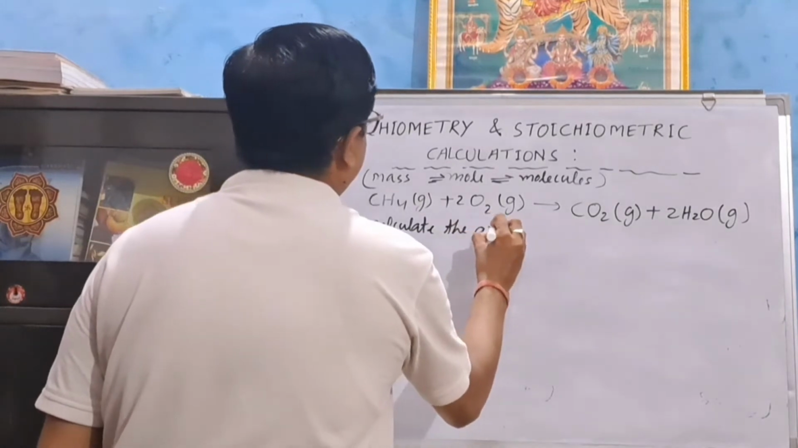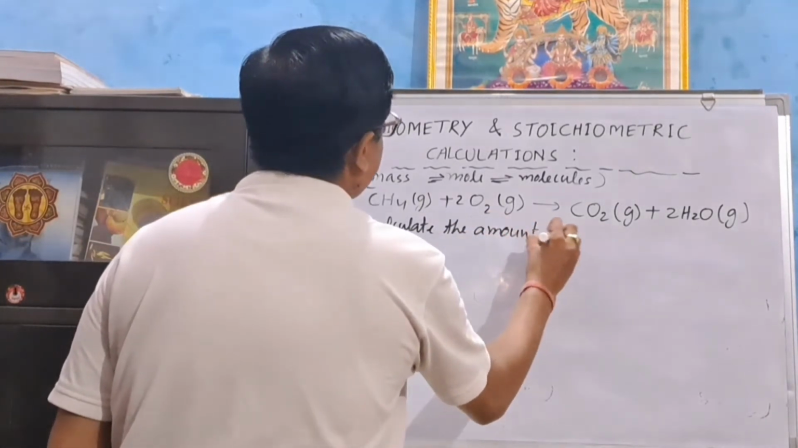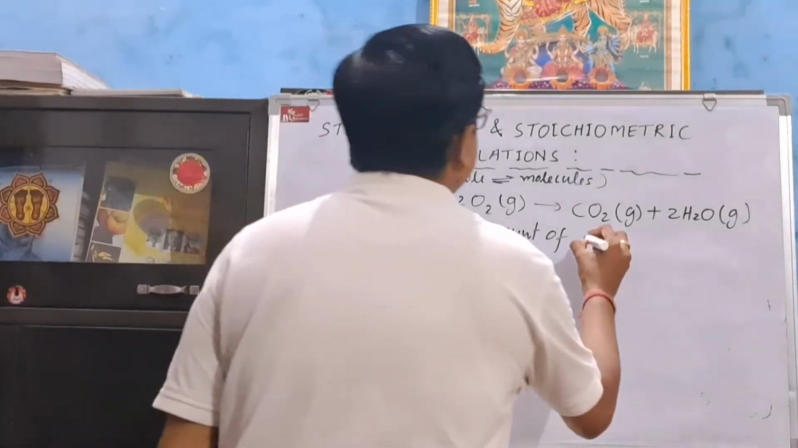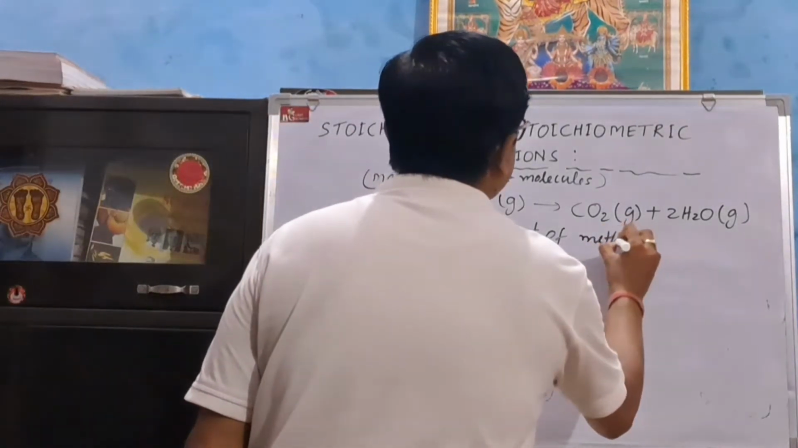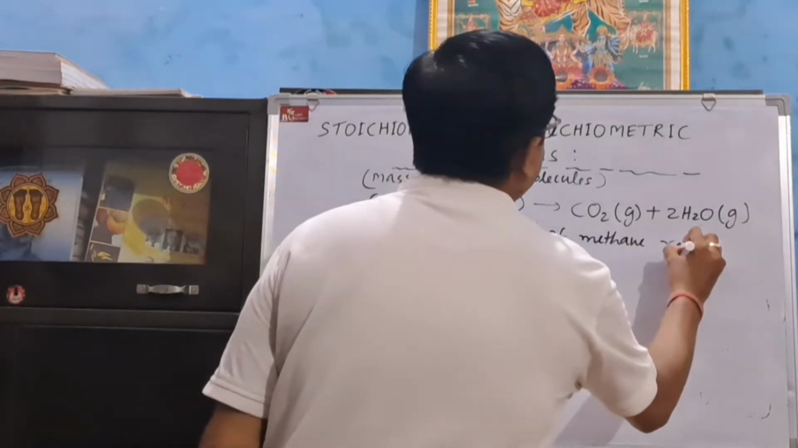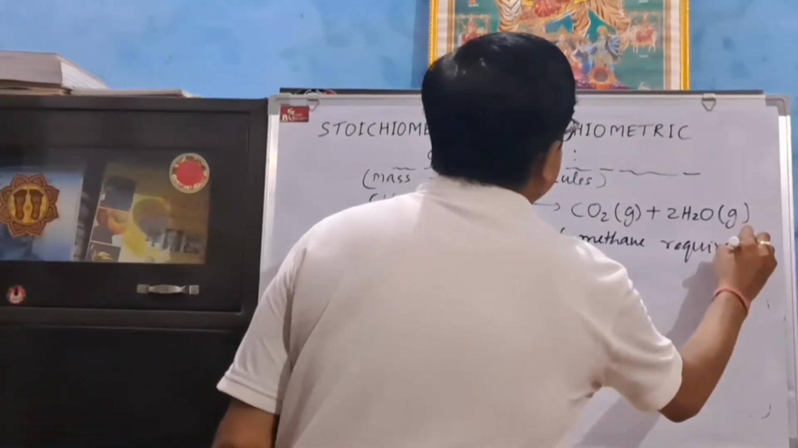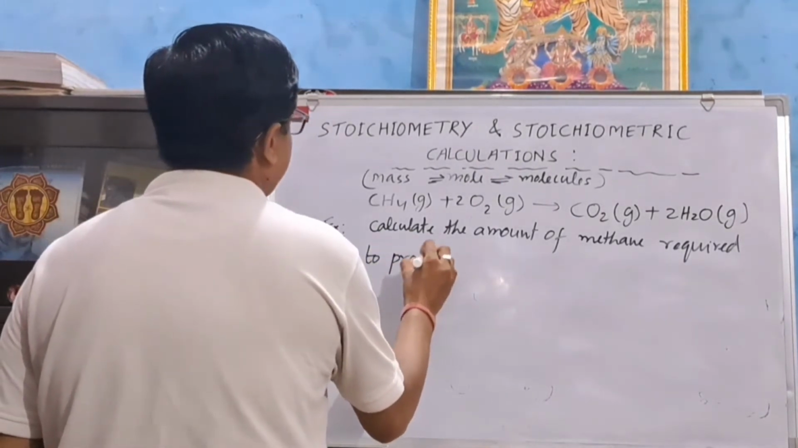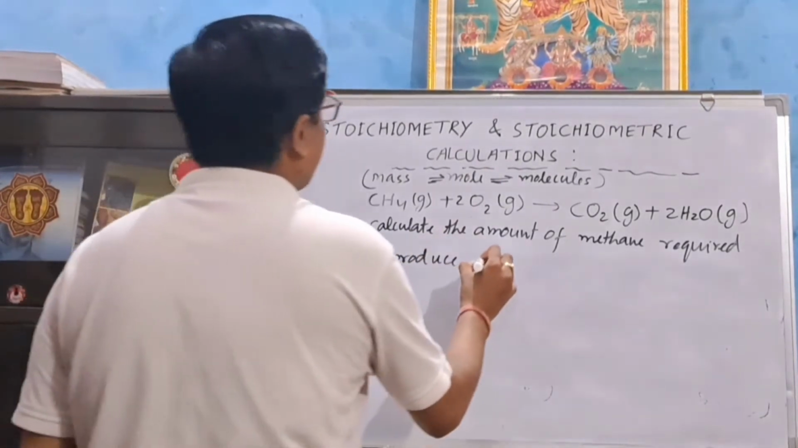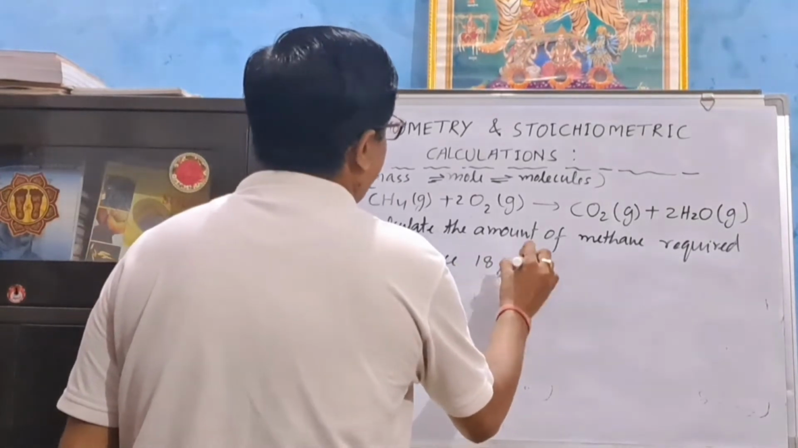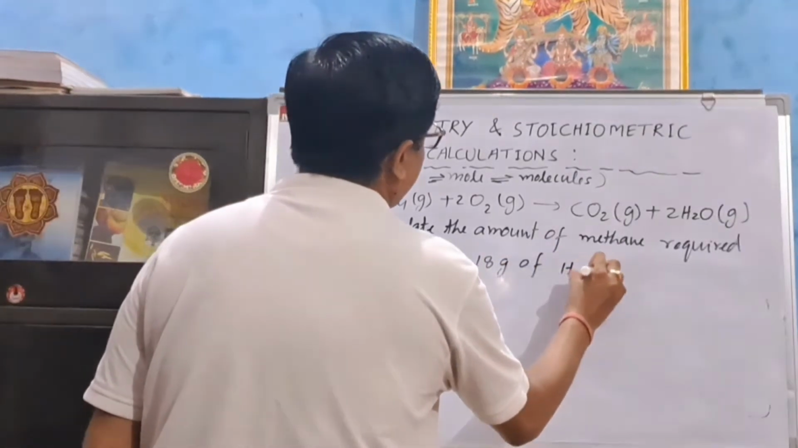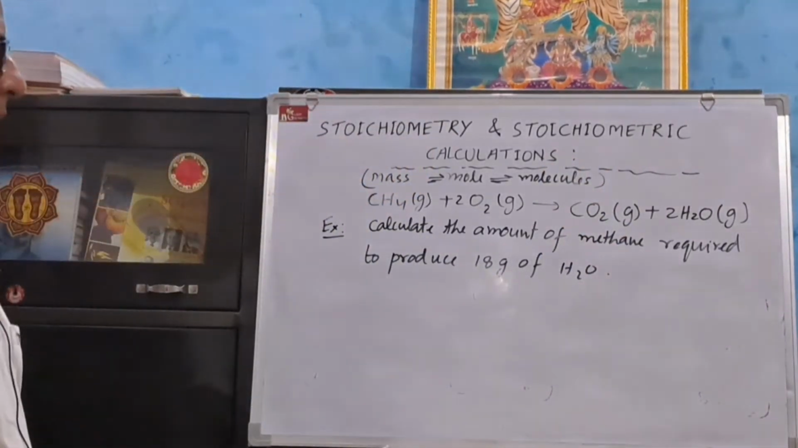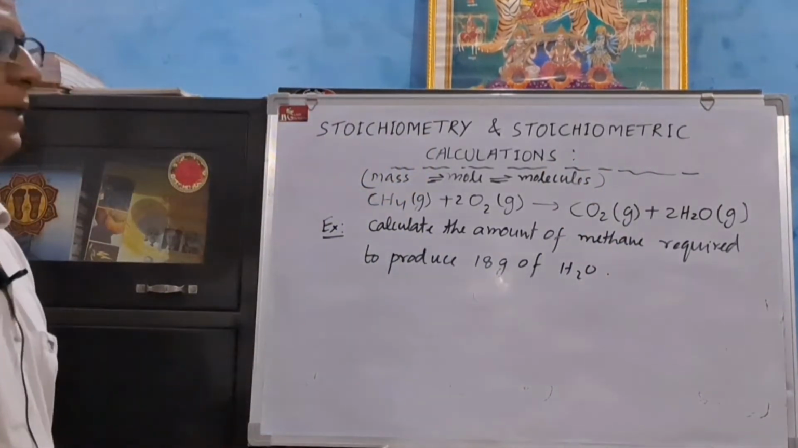Calculate the amount of methane required to produce 18 gram of water. Calculate the amount of methane required to produce 18 gram of water.